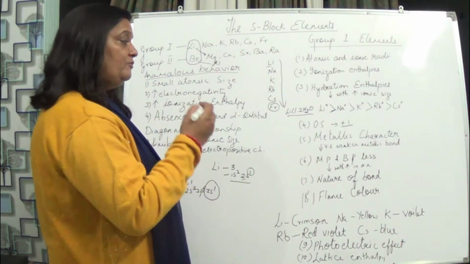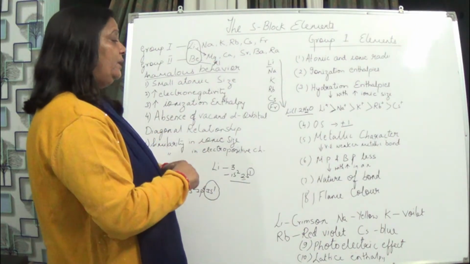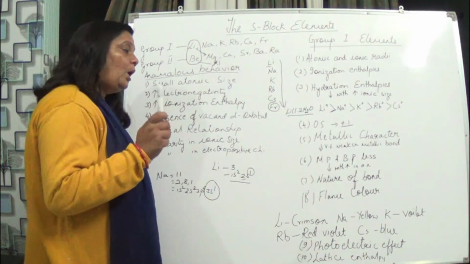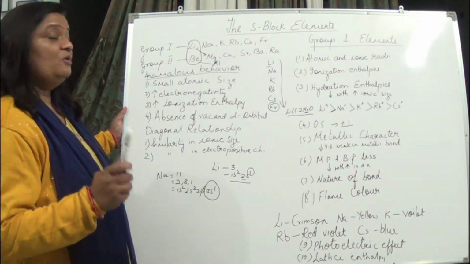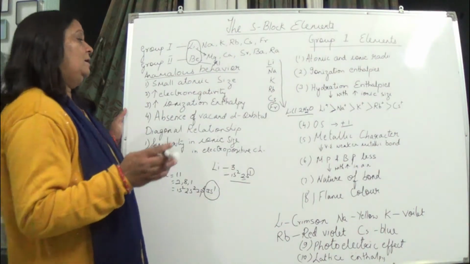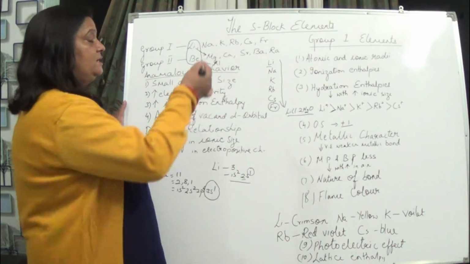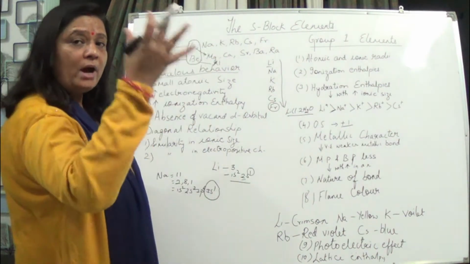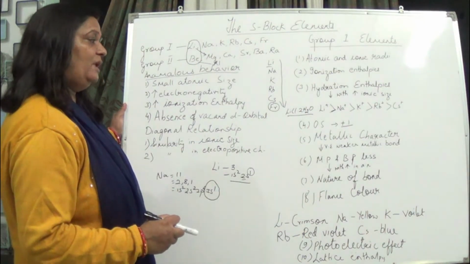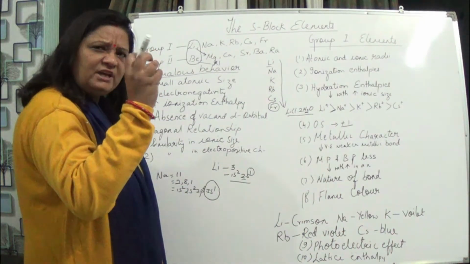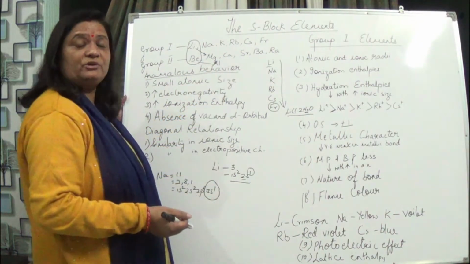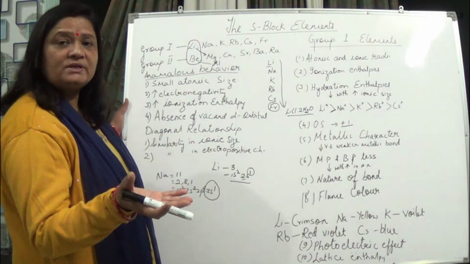Now coming to the metallic character. When we are talking about the metallic character, the smaller the number of valence electrons, the weaker will be the metallic bond. This group 1 element has only one electron in the valence shell, isn't it? So naturally they will have weak metallic bonds, and so sodium, potassium and all exist as soft metals.